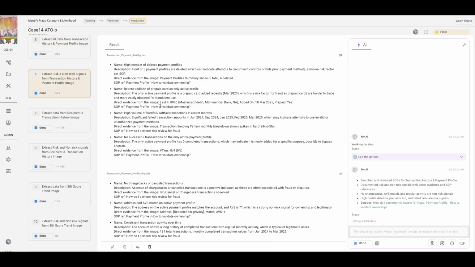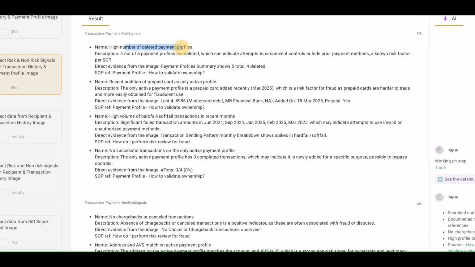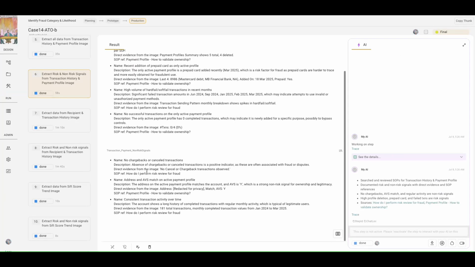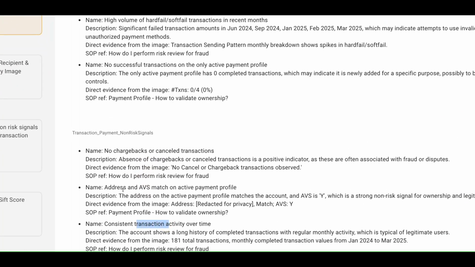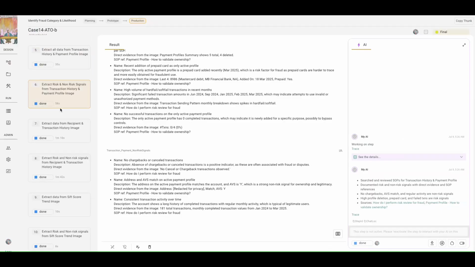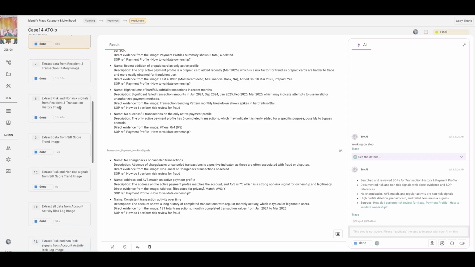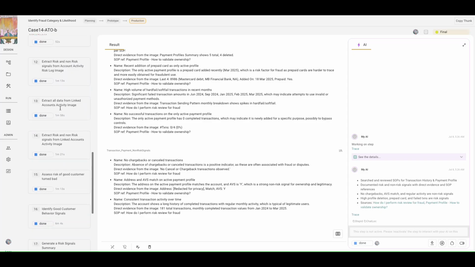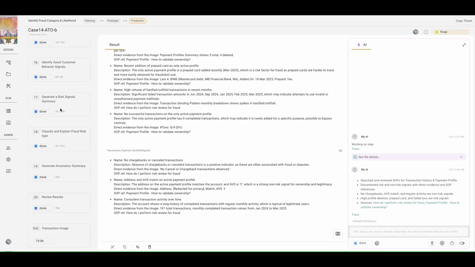For example, it has called out that this particular transaction has a high number of deleted payment profiles, 4 out of 5. And according to a certain SOP, this presents a known risk factor. It has also identified that there are a few non-risk signals. For example, the transaction activity seems consistent over time, and the address and AVS match on the active payment profile. And according to certain other SOPs, these are non-risk signals. This deep understanding of each transaction screen against company guidelines culminates in a risk signal summary and a final judgment of fraud likelihood and type.